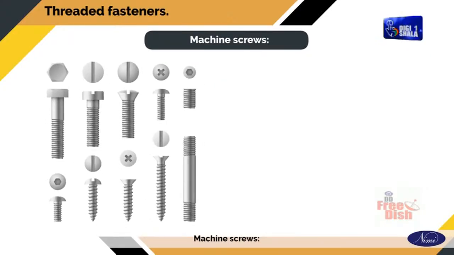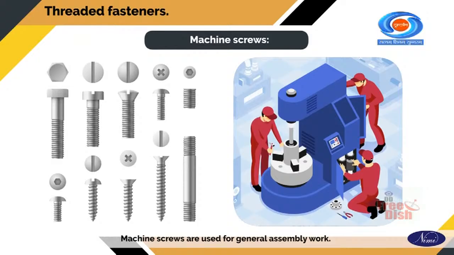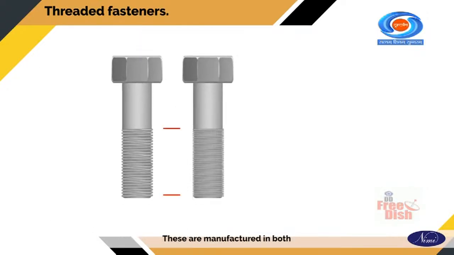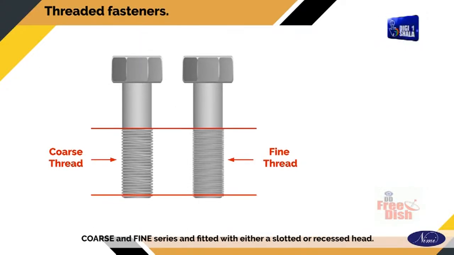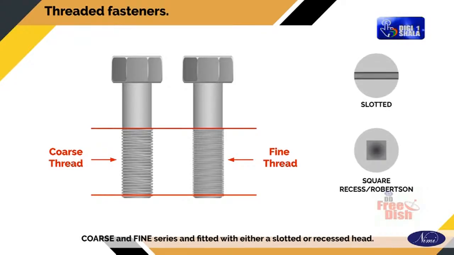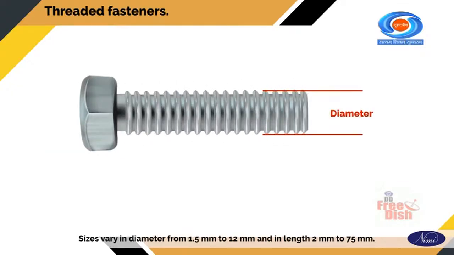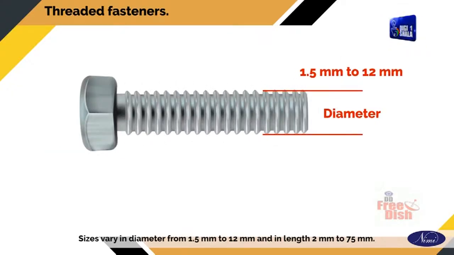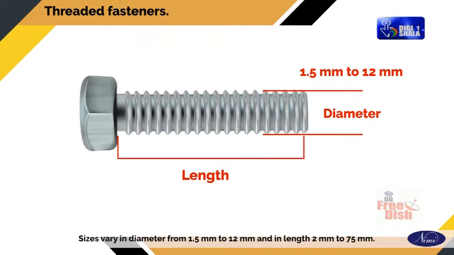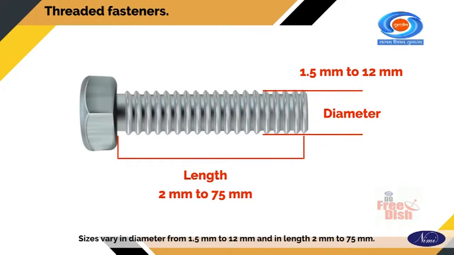Machine screws. Machine screws are used for general assembly work. These are manufactured in both coarse and fine series and fitted with either a slotted or recessed head. Sizes vary in diameter from 1.5 mm to 12 mm and in length from 2 mm to 75 mm.